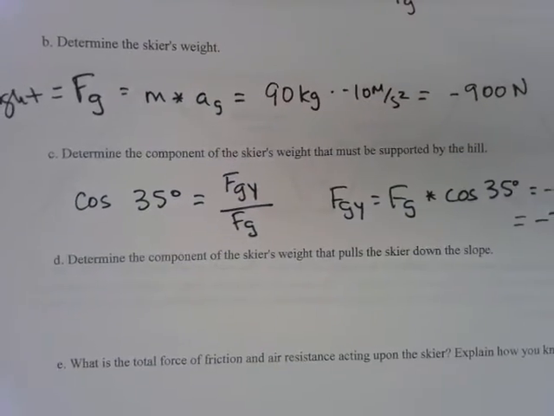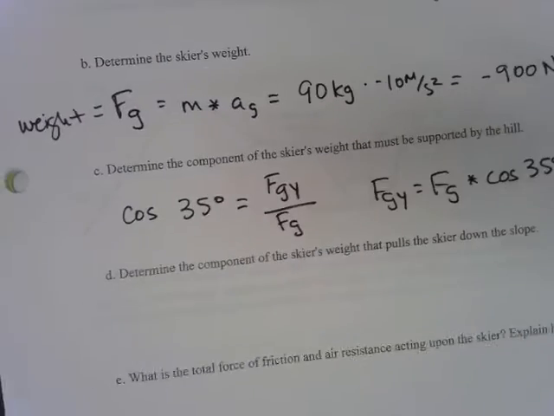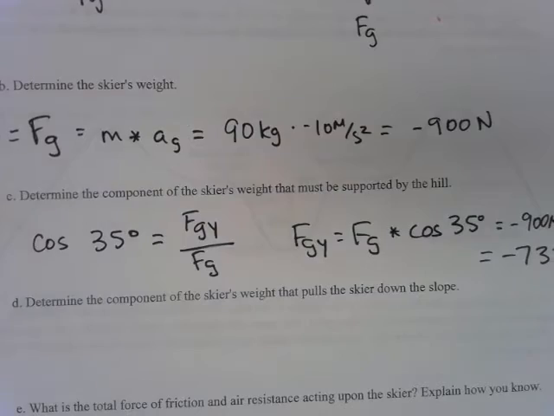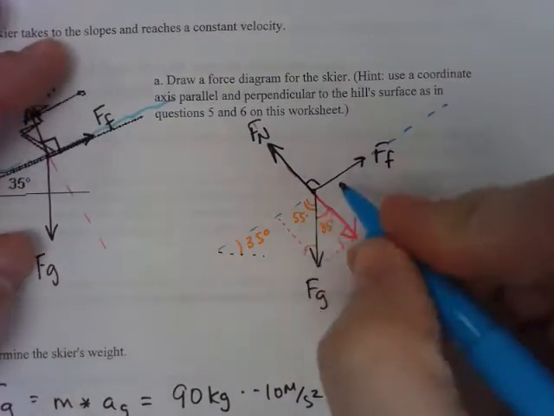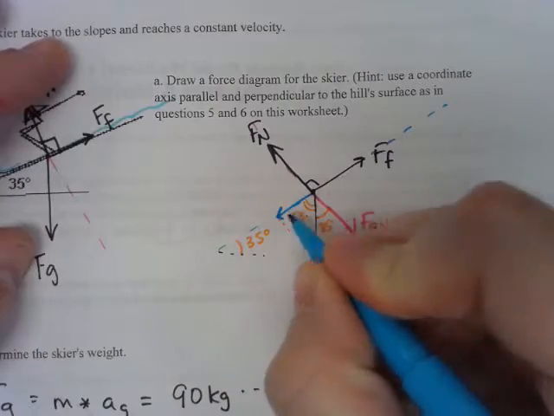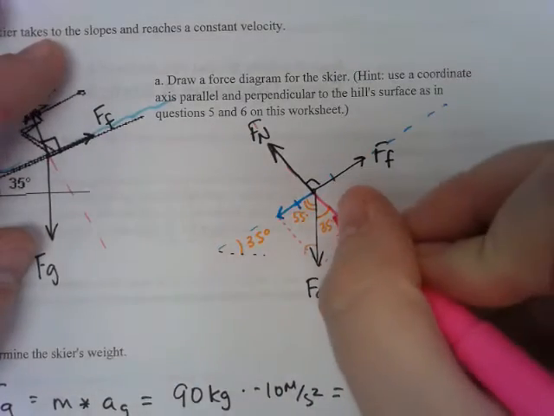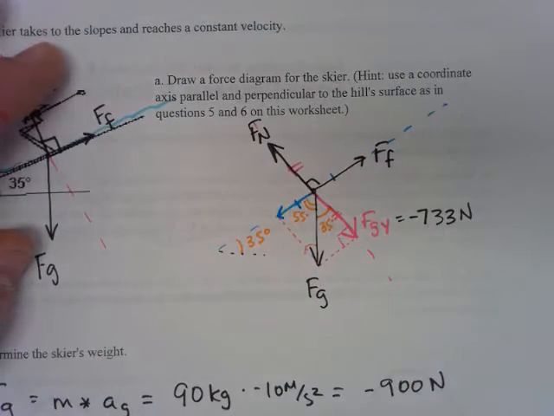For part D, determine the component of the skier's weight that pulls the skier down the slope. So this is going to be the part of the force due to gravity that's opposite of our friction force. So on our force diagram, we're looking for this line, because this is going to be equal and opposite of that. This one would be opposite this one. Equal magnitude, opposite direction.